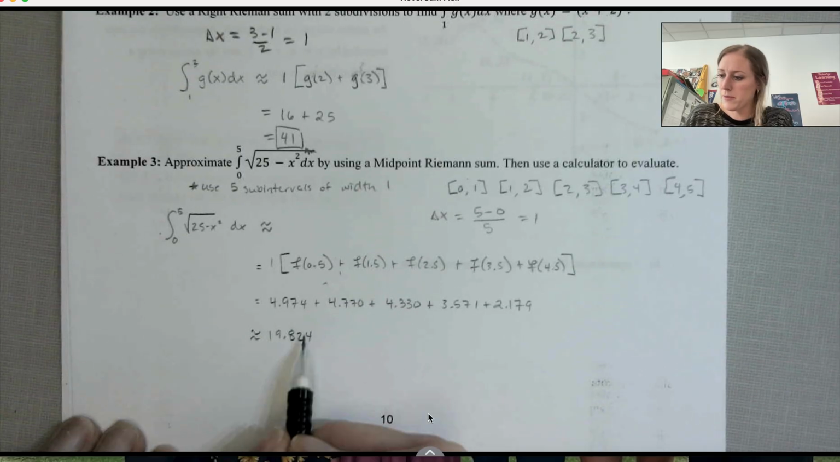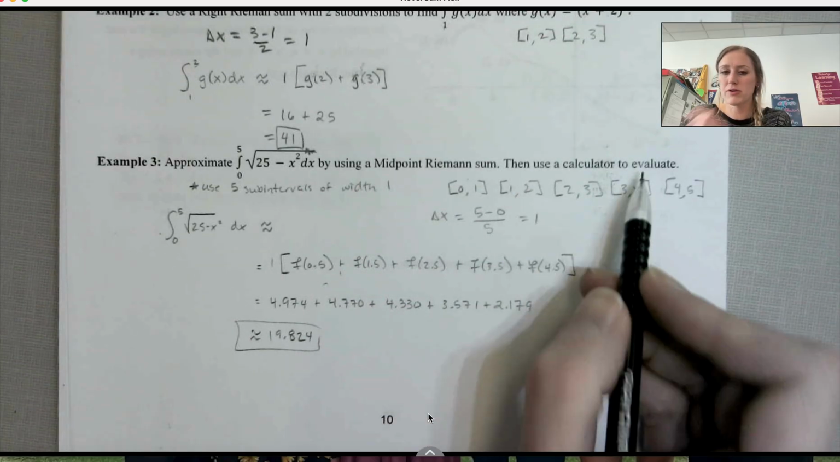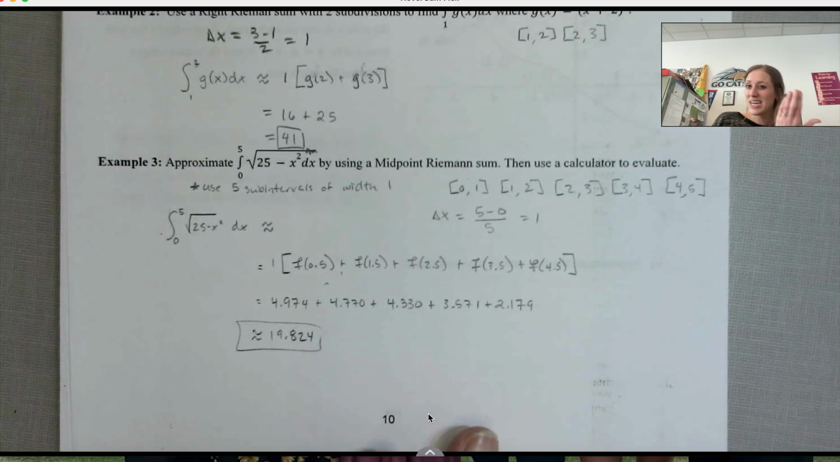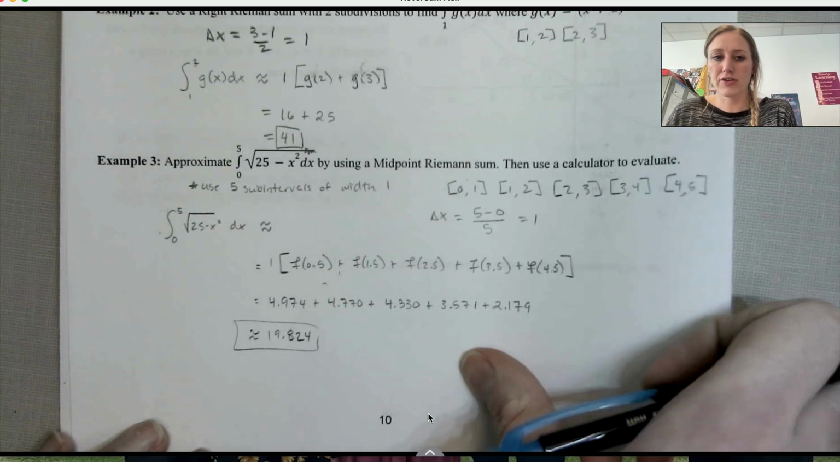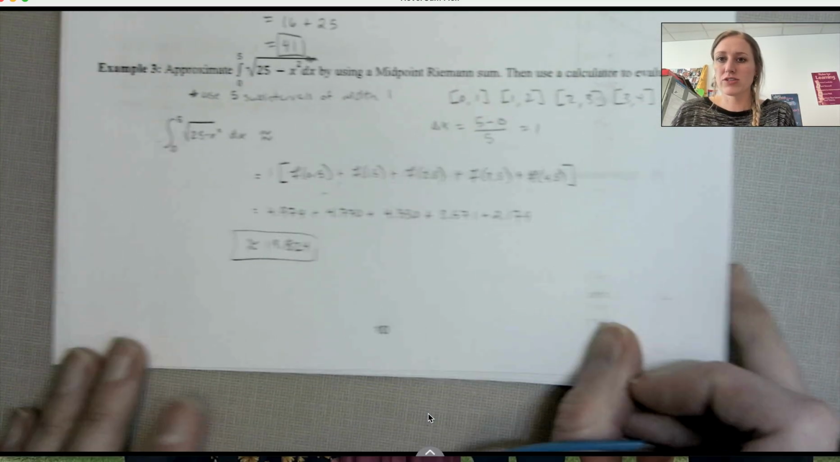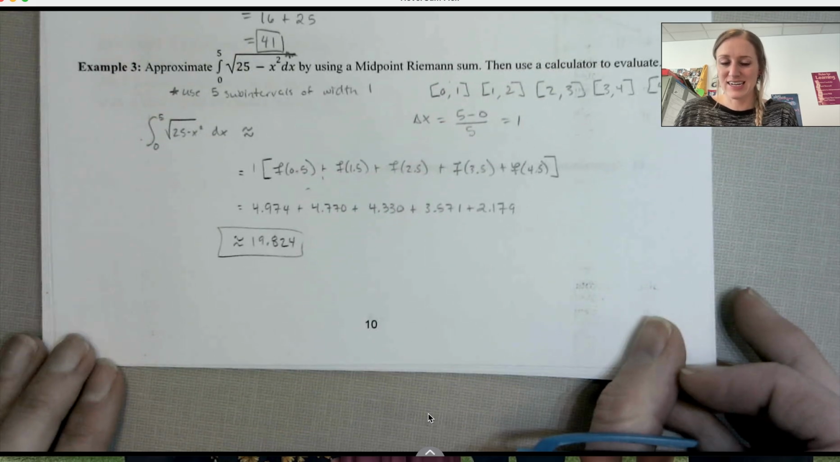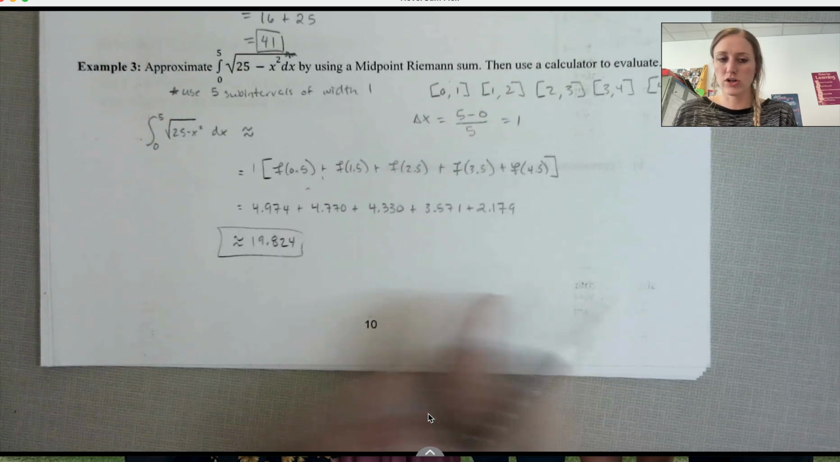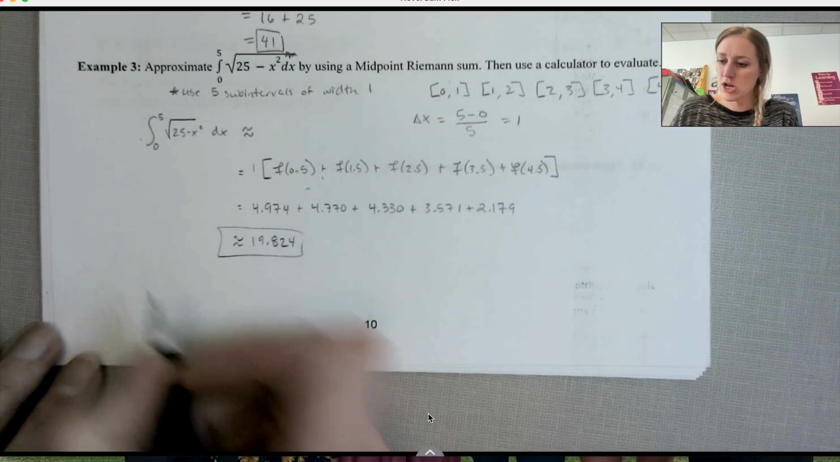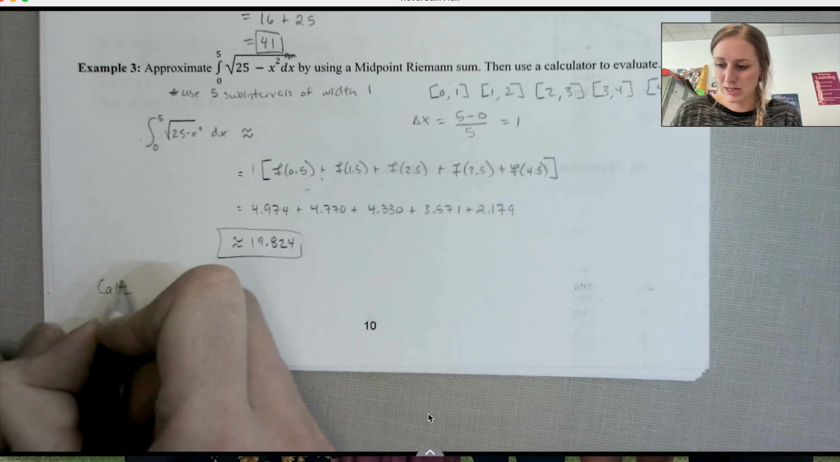Okay, so now it also says to use a calculator to evaluate. So we can actually use graphing calculators to evaluate integrals, and this will give us the exact area. So this, remember, is an approximation. We're going to see what the exact area is. So on your calculator, I'm going to write the steps here.